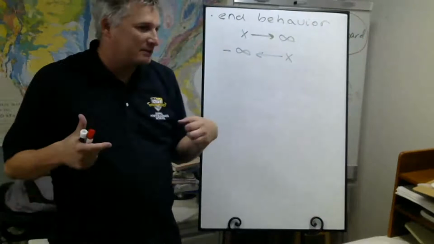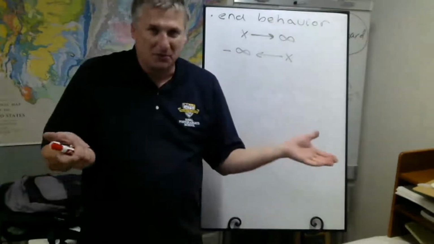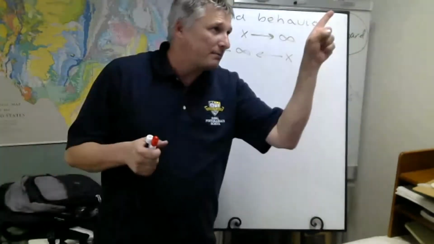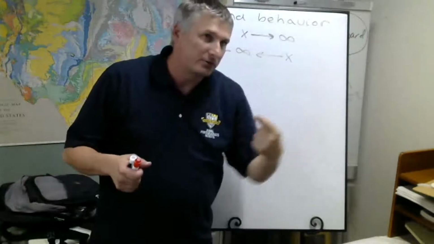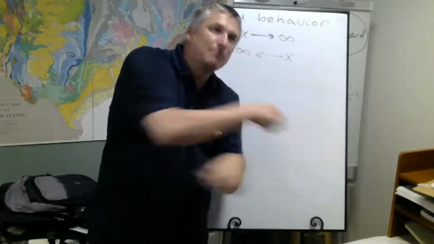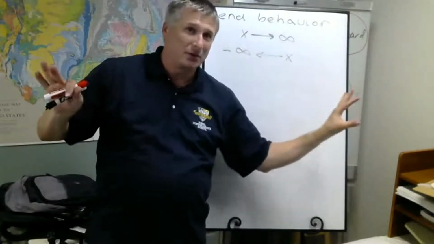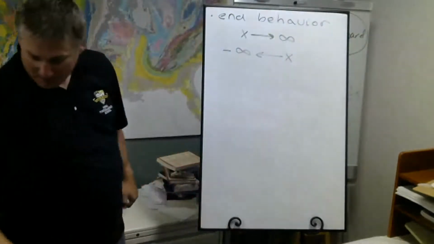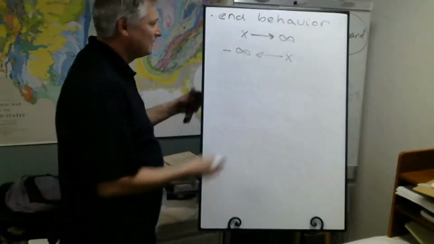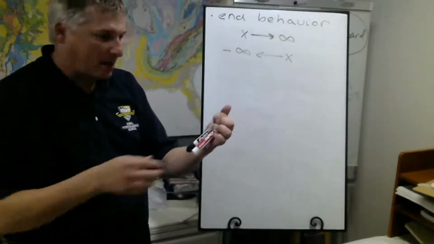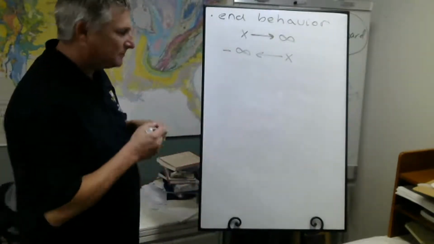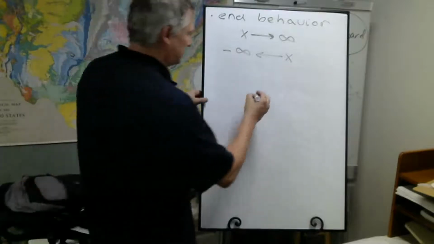But if it's not constant, it's either going to be going up in one direction or dropping down, or going up or dropping down, but it's going to choose one or the other, up or down at the extremes. So let's see. Well, how do you figure this out? Well, it has to do with the lead term.